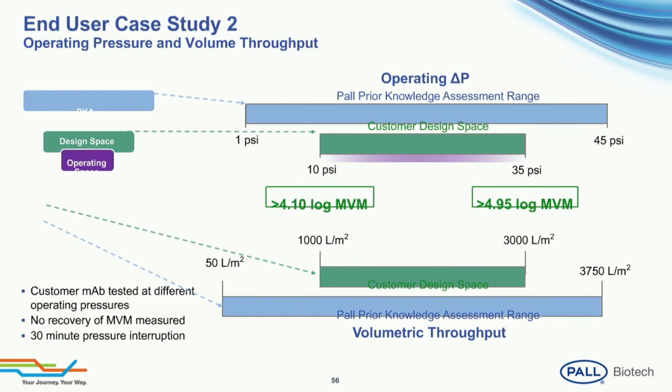And we have end user data indicated as green lines having operating differential pressure from 10 psi to 35 psi and volumetric throughput from 1000 liter per meter square to 3000 liter per meter square retained MVM, and no viruses were detected in any sample. So customer design space confirms the robustness of Pegasus Prime filters in retaining viruses.